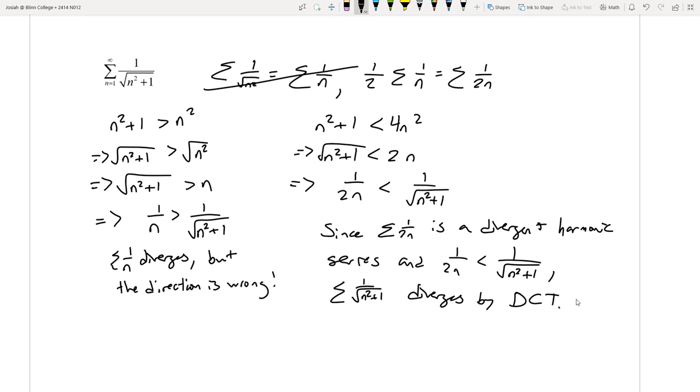So we can see that sometimes our simplest sort of comparison doesn't quite work out, but we can see that there's usually going to be an easy fix, as long as we're willing to kind of puzzle it out.